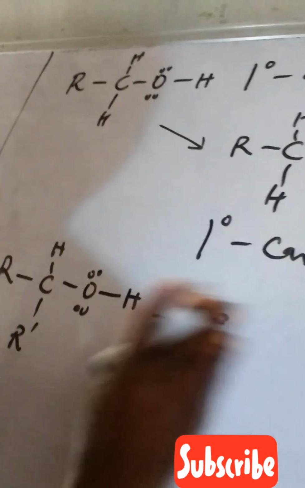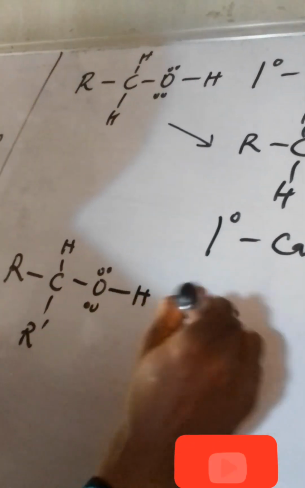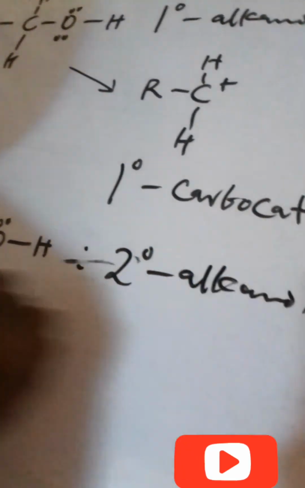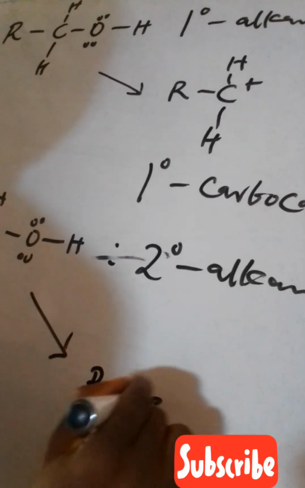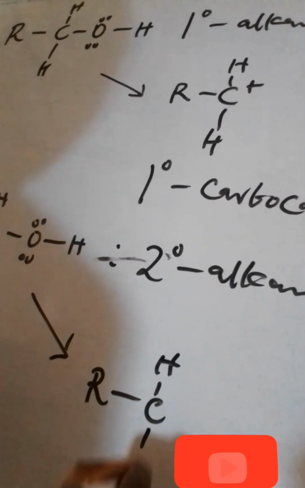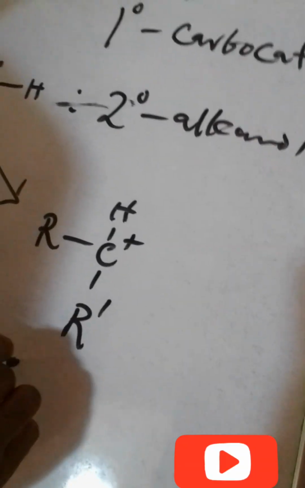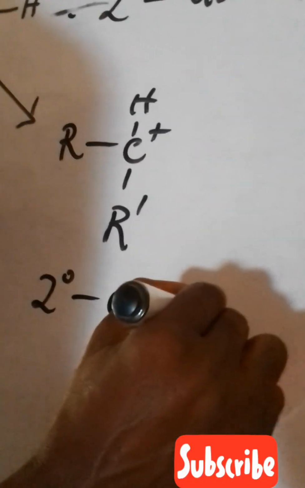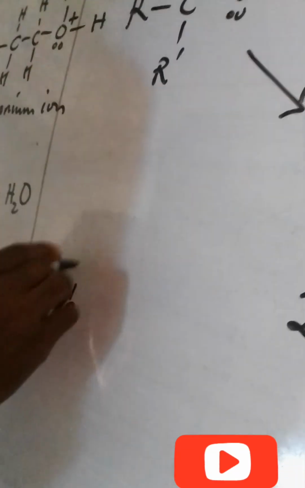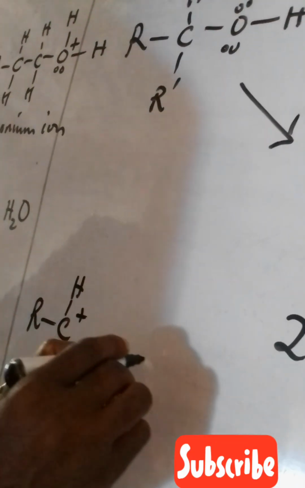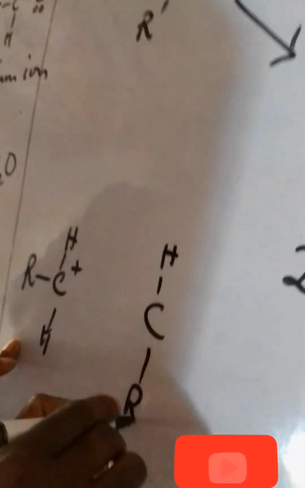And we have secondary alkanol, which forms secondary carbocation. This is secondary alkanol, which forms secondary carbocation, which is CHR'+, a secondary carbocation. So we can summarize by saying that this is primary carbocation, and this is secondary carbocation, and this is tertiary carbocation.